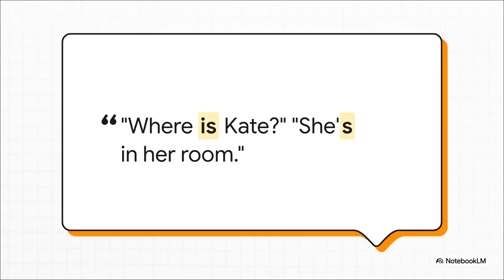Let's see this in action, like in a real everyday chat. In the question, where is Kate? Notice how is comes before the subject, Kate. And the answer? It uses that slick contraction we just talked about. She's in her room. Simple, clear, and totally natural.